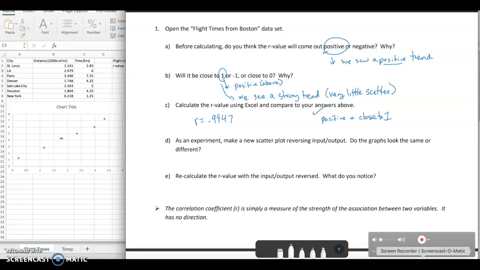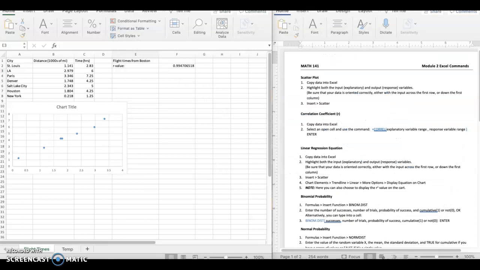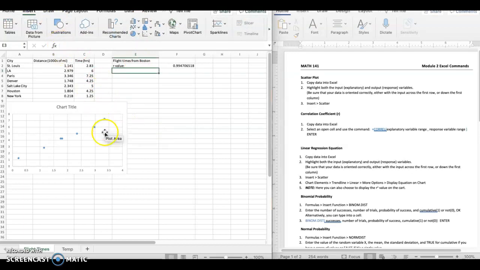It says, as an experiment, make a new scatter plot reversing input and output, and do the graphs look the same or different. So we want to do a little bit of an experiment. Let's reverse the input and the output. So make a new scatter plot. Let's see, if I want to, I need to reverse these.